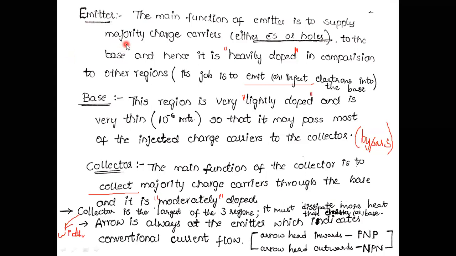Emitter function is to emit electrons. Base function is to bypass those electrons to the collector. Collector function is to collect the majority charge carriers through the base. And this emitter is heavily doped and the width is moderate, base is lightly doped and the width is very thin, collector is moderately doped, but that width is very heavy when compared to both the emitter and base terminals. That width is very high.